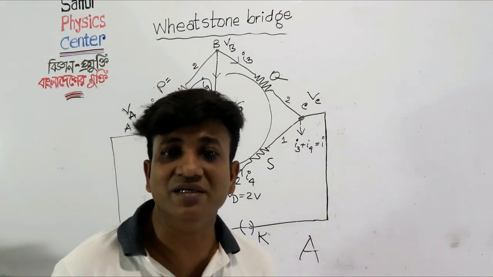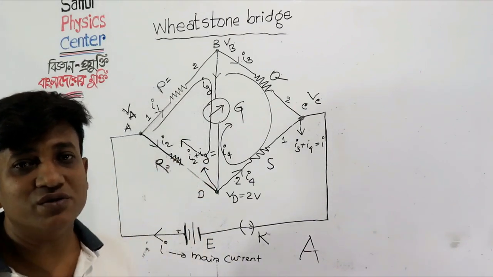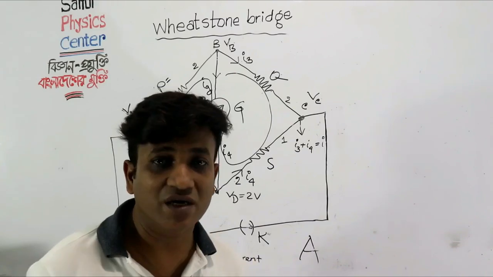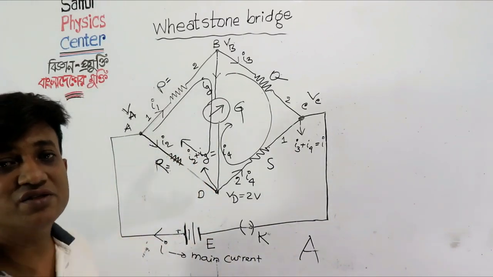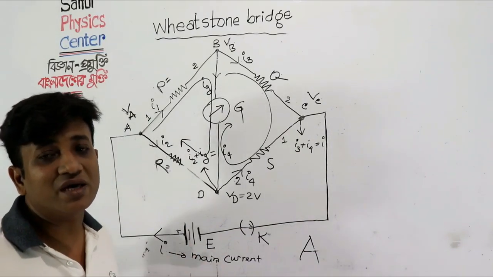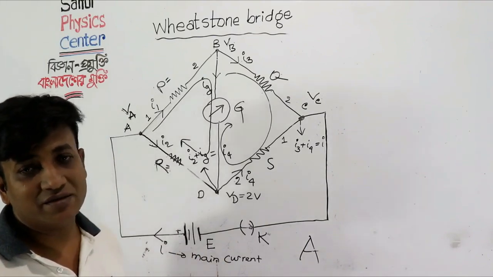Hope everyone is well. Today I am going to discuss some common reasoning questions about the Wheatstone Bridge. The first question is, why do we use a low voltage battery? We always use a low voltage battery, not a high voltage battery.